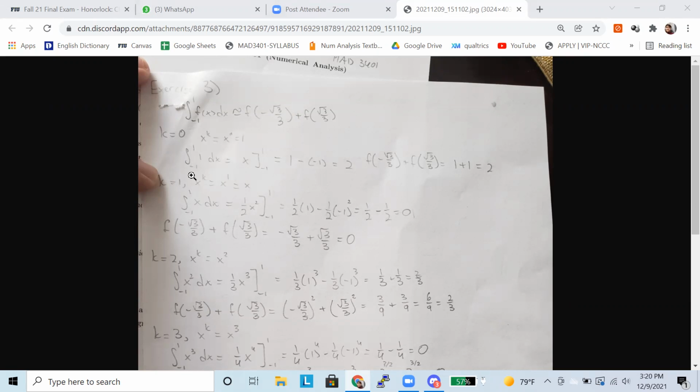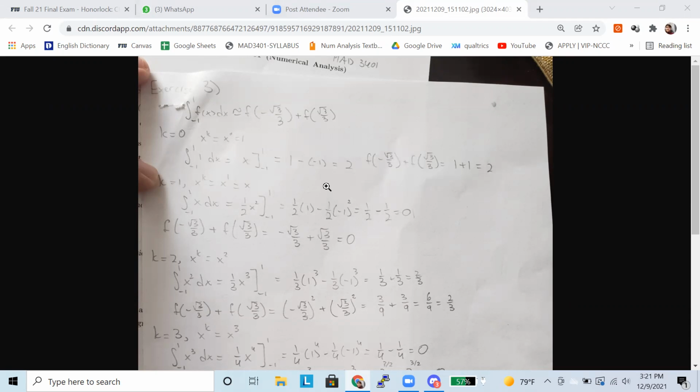So you do the integral of 1 from -1 to 1. The integral of 1 is X, and then basically it equals 2, right? And then you plug in negative square root of 3 over 3, positive square root of 3 over 3, into the function here. Obviously it's a constant function, so it's just 1, right? So it's 1 plus 1, 2. So notice that both these equal each other. So you have to keep going, right? Now you go to K equals 1, and so on. You only stop when they don't equal each other. And when they don't equal each other, you say, okay, this is your degree of precision.